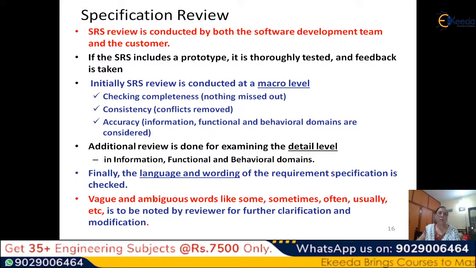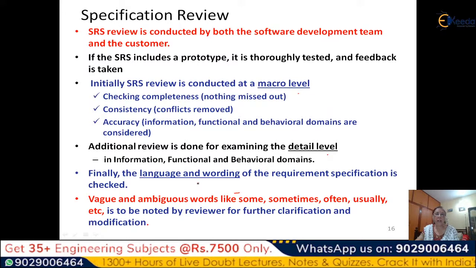So for specification review, you can have 3 levels. One is the macro level, where you are just looking for these top things. Everything is available. Then you can have a detail level where you will go into the detail of the information, function and the behavioral domain and go into each of the models and check it, basically kind of executing it and testing it.